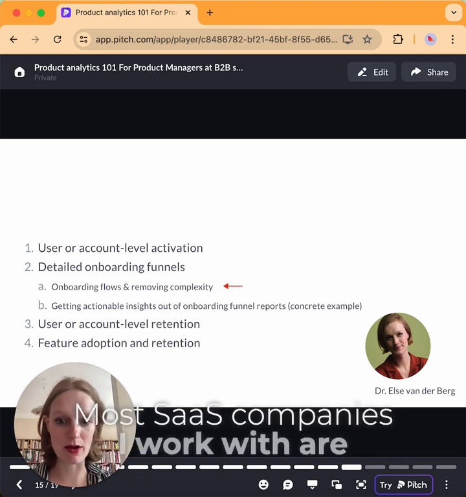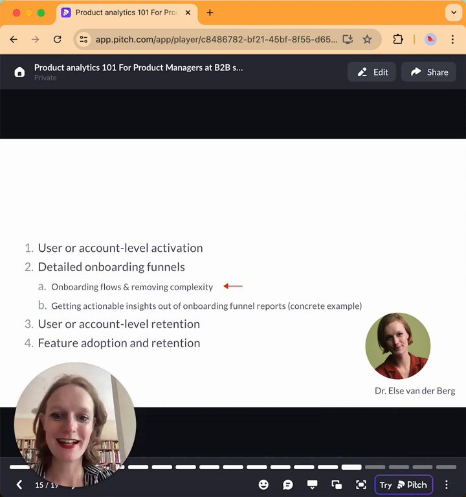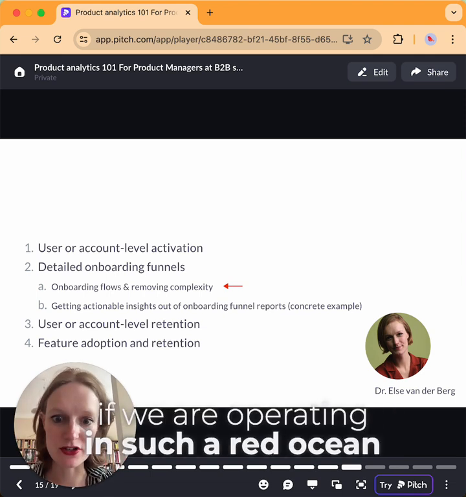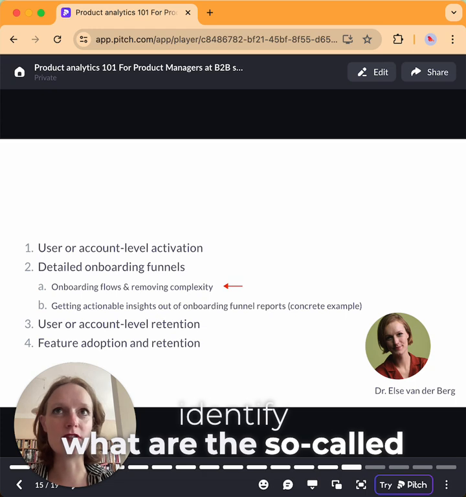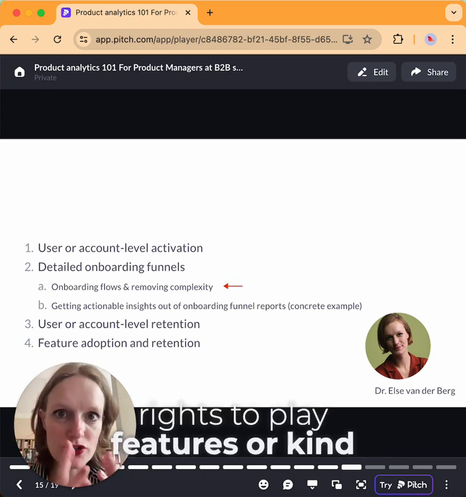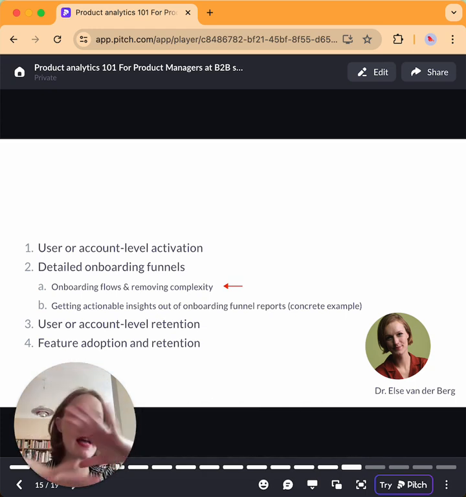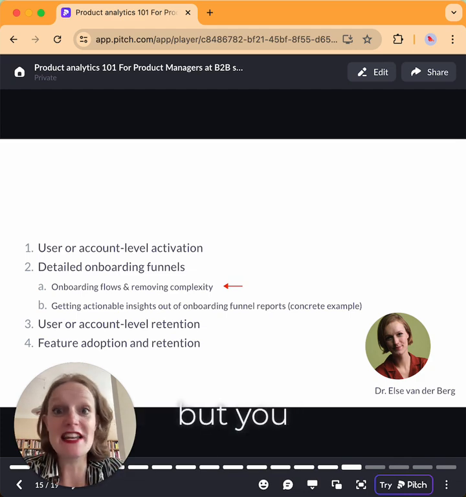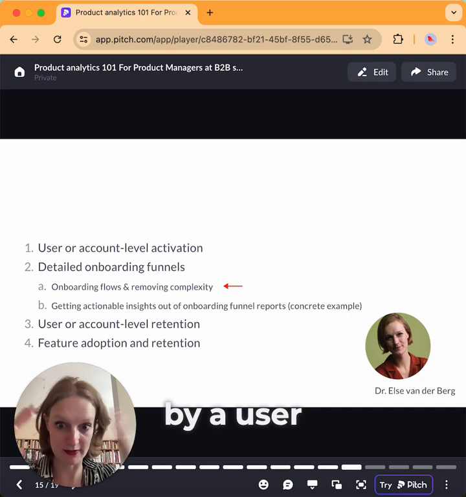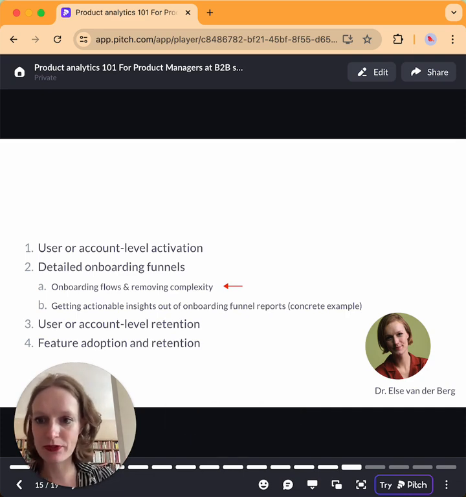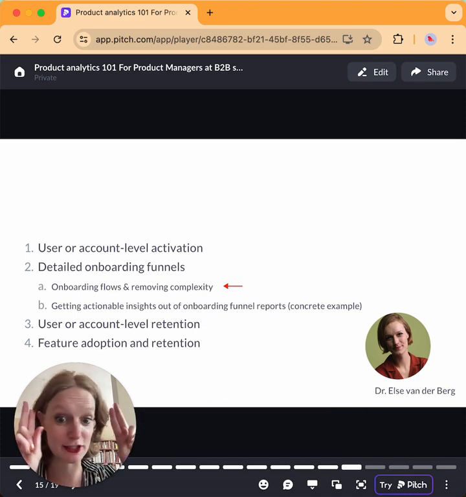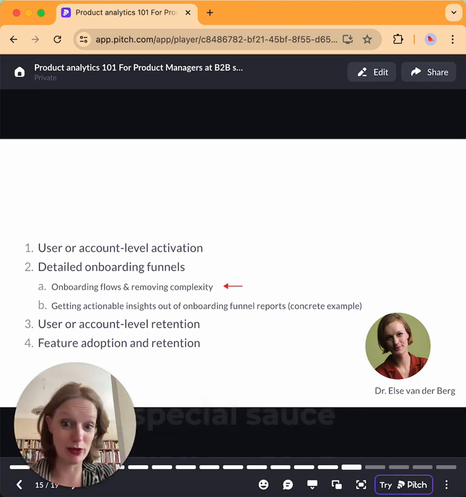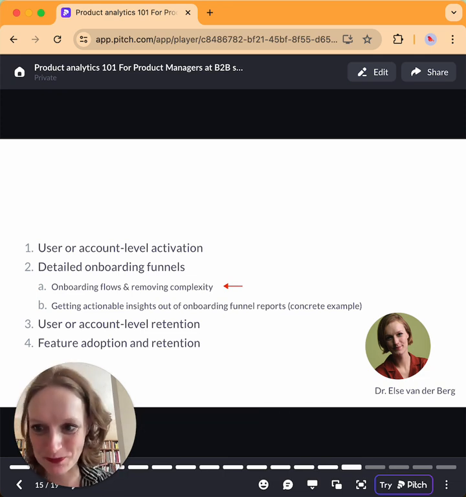Fifth complexity is likely that we're operating in a red ocean. Most SaaS companies I work with are at this point. And if we are operating in such a red ocean, it's hard for us to identify the so-called right to play features, the features that all the players have, but you need to offer in order to even be considered by a user. So which one of those should we show them, and how quickly can we actually get to our special sauce? Do we even know what our special sauce is?